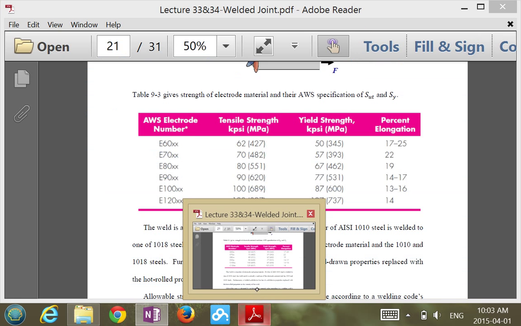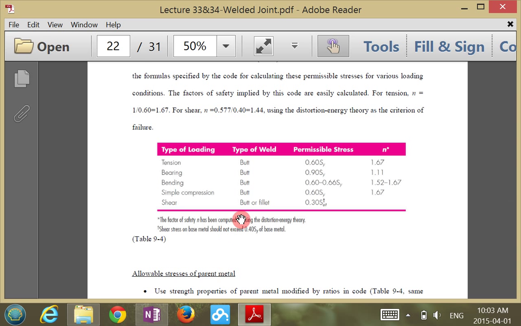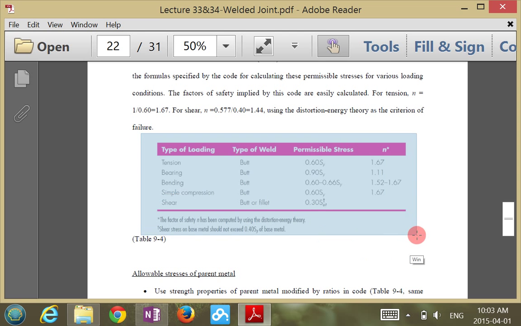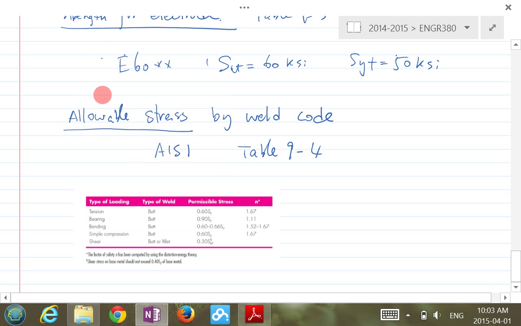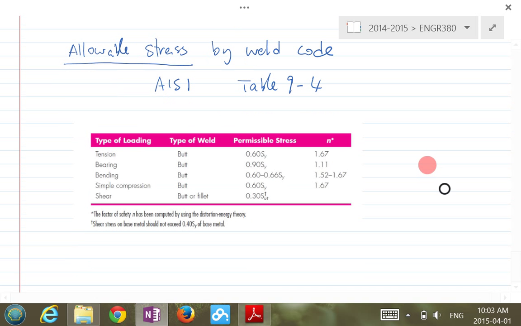That's the welding code we're talking about here. So I'll show you what the 9-4 is. Here's 9-4. Pretty simple. You need to read the subscript, the little footnote, for this table right here. But overall, it gives you the permissible or allowable stress for different types of loading: tension, bearing, bending, compression, shear. For fillet weld, this is the fillet weld here.